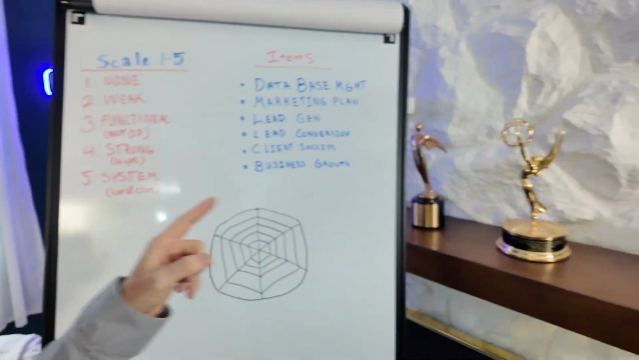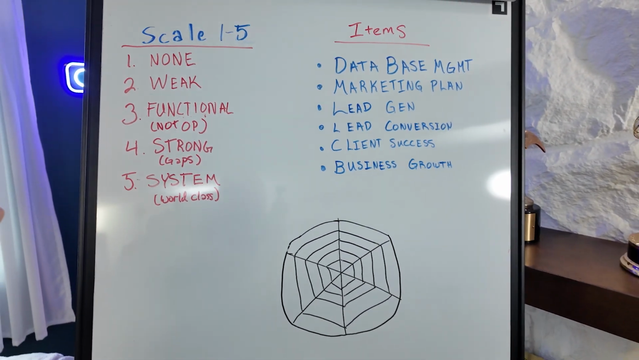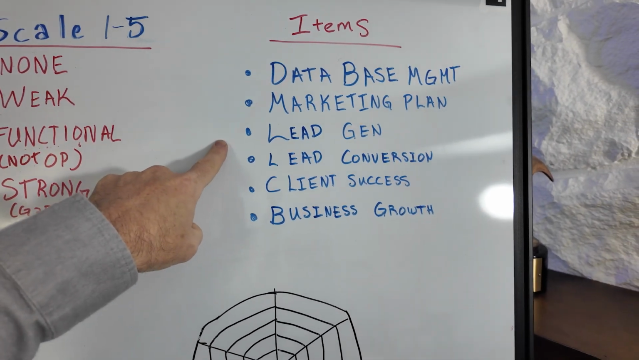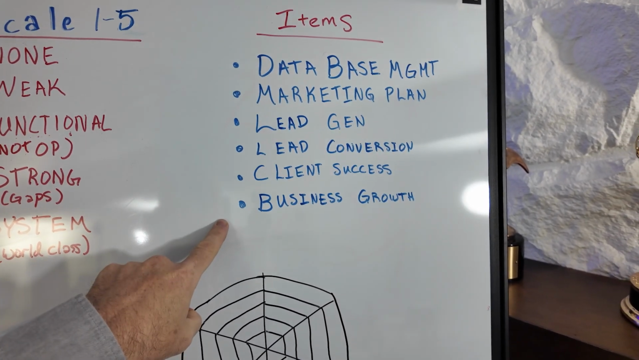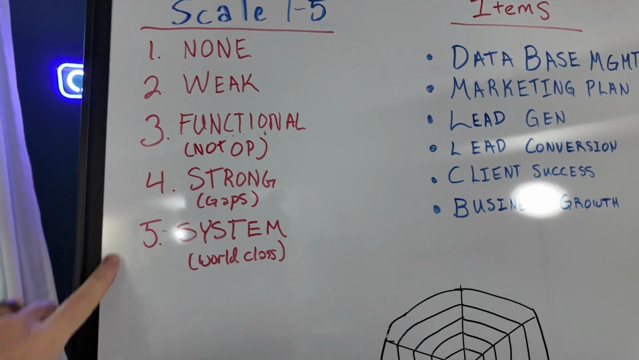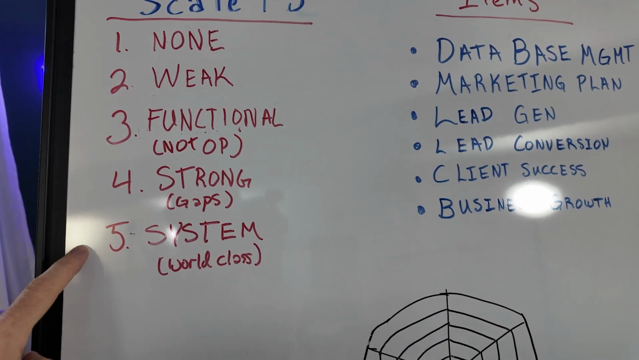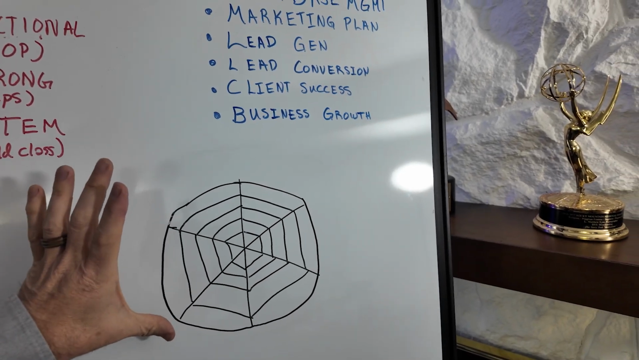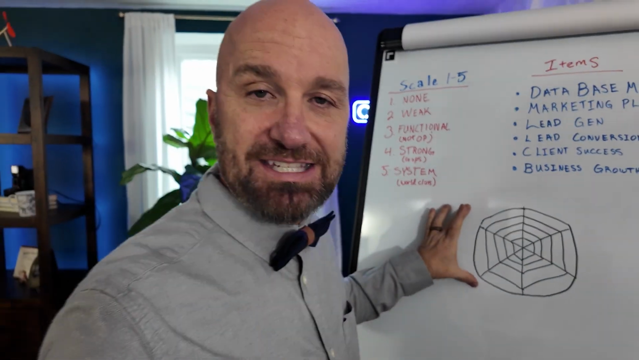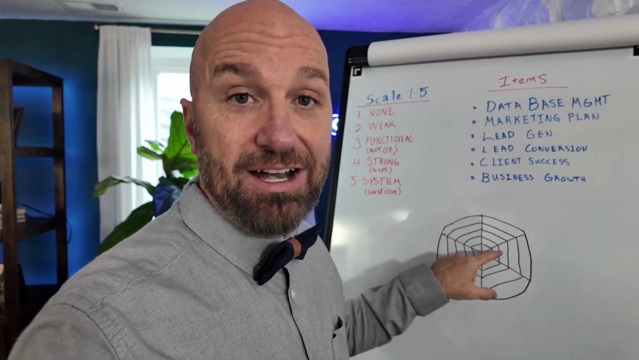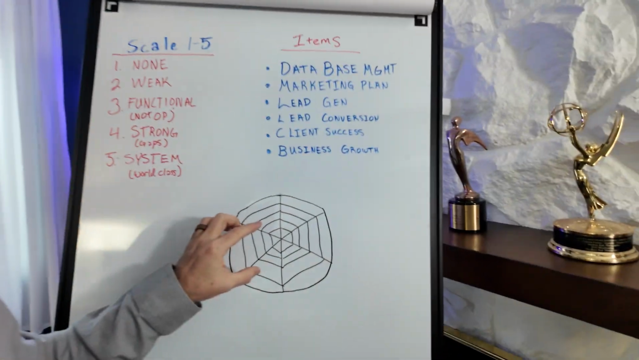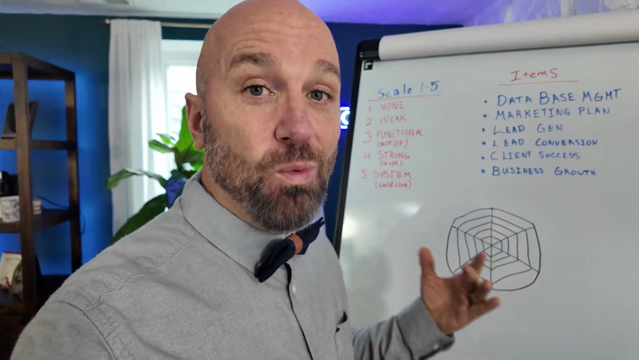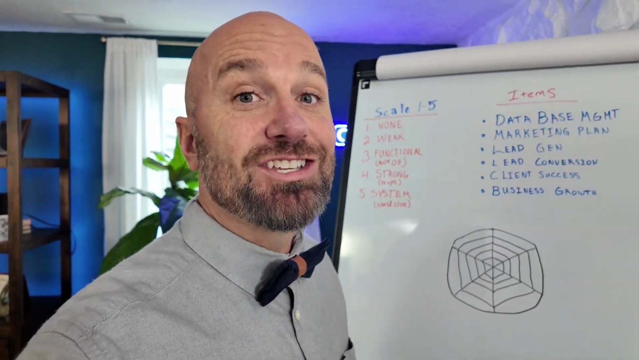So I'm just going to show you one more time, if you want to utilize this system, it's really powerful. Database management, marketing plan, lead generation, lead conversion, client success, business growth, scale of 1 to 5, none all the way to world-class systems. And then putting it inside of a graphical organizer so that you can see, oh, actually my tire is kind of flat right here. If this were a tire, where would the tire be flat? Where is it bumping against other things? And where does it need a little bit more air to get you where you want to go?